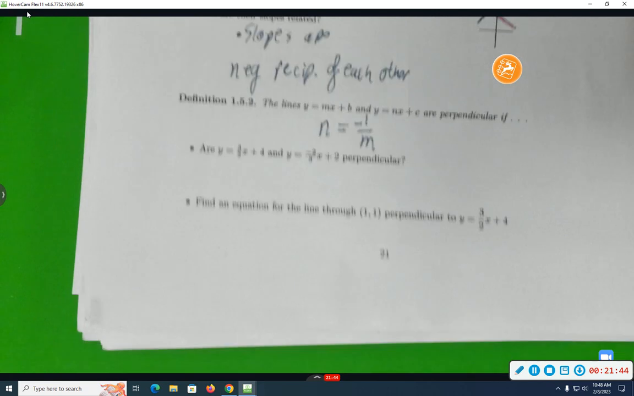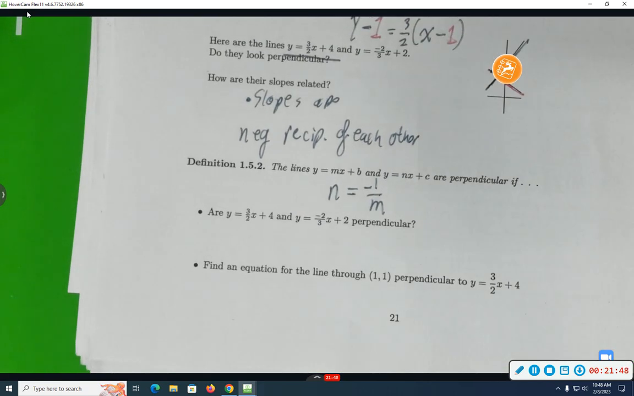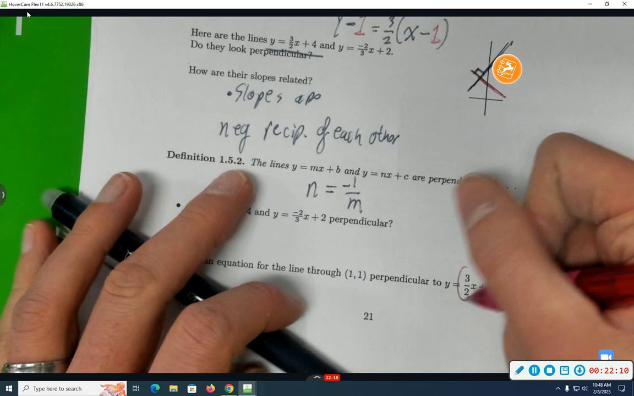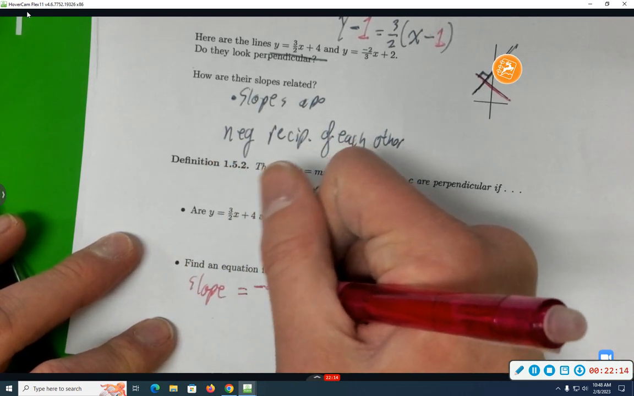And let's use this to do one thing. I have 2 minutes. I feel like that's enough time. This one. Let's find an equation for the line perpendicular to that line through this point. Do I have enough information to compute the slope of this new line? What's the slope of this new line? Negative 2 over 3. Because of this fact, the new slope should be negative 2 over 3.